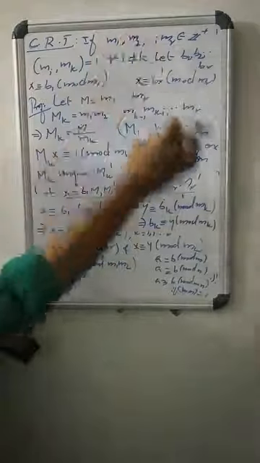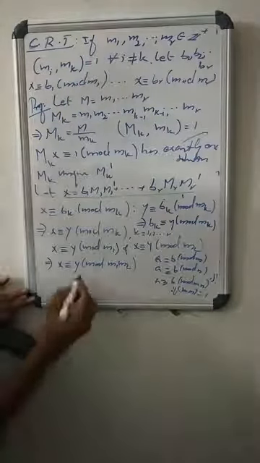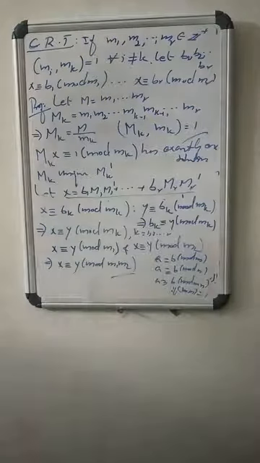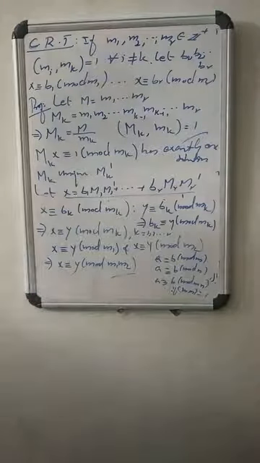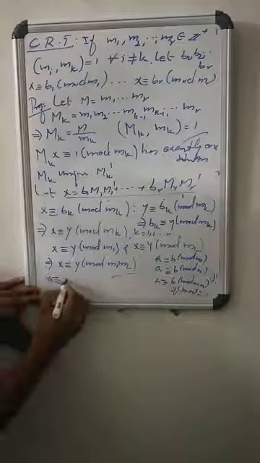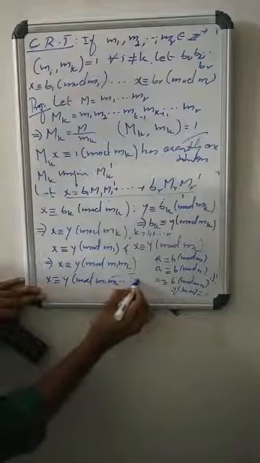Why? Because the choice of m1 and m2 means they are relatively prime in pairs. Therefore, when x ≡ y mod m1 and x ≡ y mod m2, then x ≡ y mod m1 m2. Proceeding inductively, we have x ≡ y mod m1 m2 etc. mr.